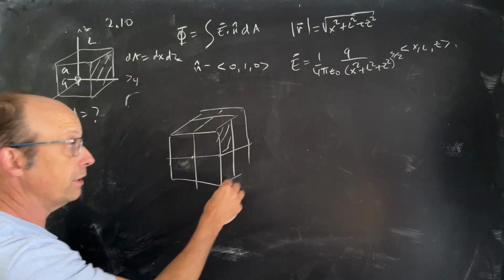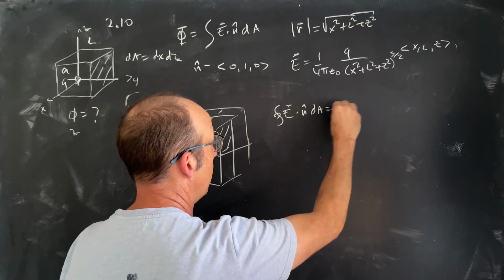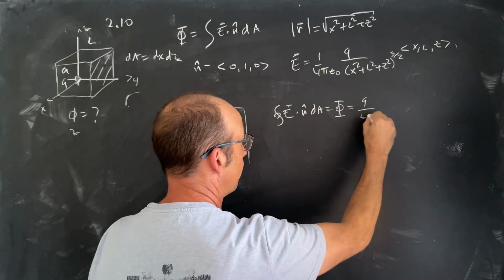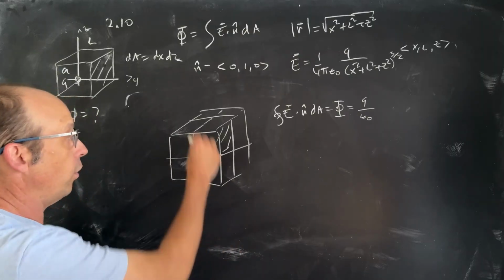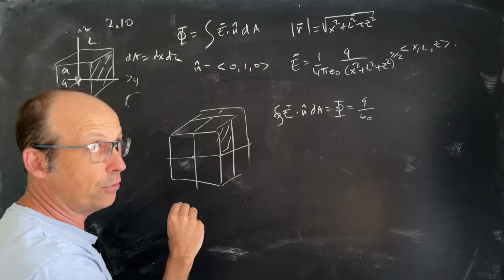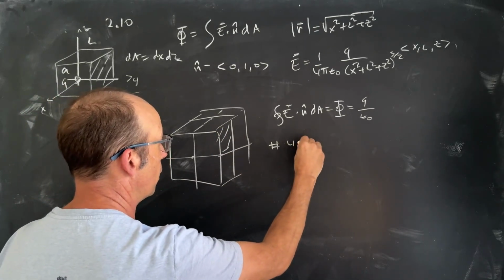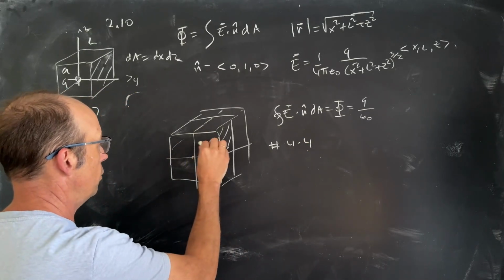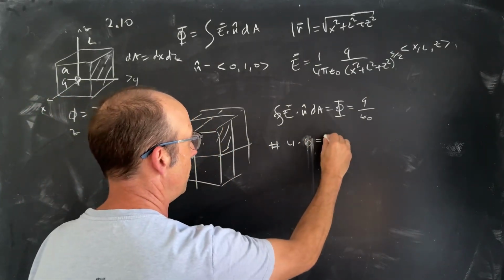This is a closed surface, so I can use Gauss's law. The integral of E dot n hat dA is the total flux, and that's going to be equal to Q over epsilon naught. Every square should be the same due to symmetry. So the number of squares is going to be 4 times 4. Is that right? Wait, there's 1, 2, 3, 4, and then there's 6. There's 6 faces to a cube. So that's going to be 24.